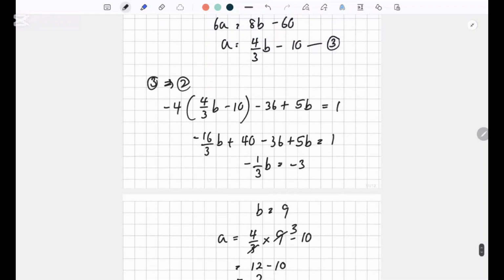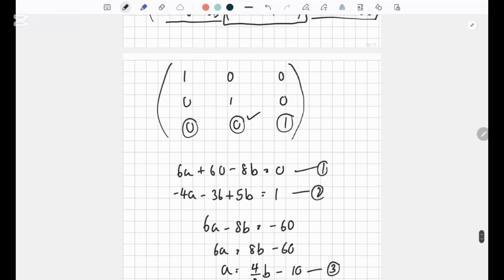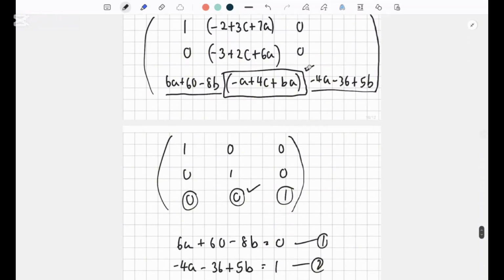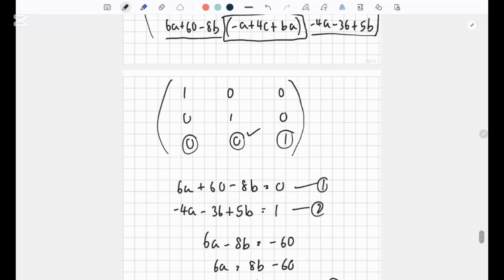So now we found A and B. And now you can look at this, the one I'm taking right now. So minus A plus 4C plus BA equals 0.